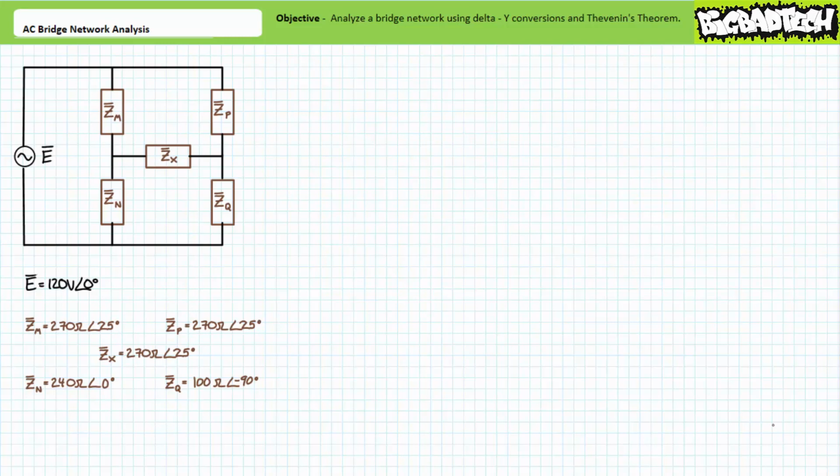I'm your instructor Jim Pytel, and today's topic of discussion is AC bridge network analysis. Our objective is to examine a type of complex AC circuit known as a bridge network. We'll learn to analyze bridge networks by applying our previous understanding of delta to Y conversions and Thevenin's theorem.